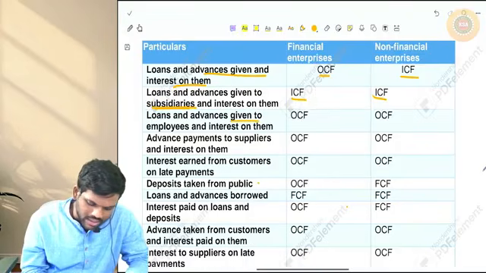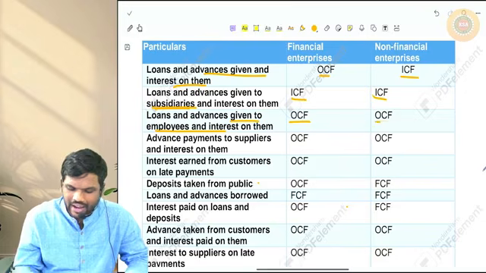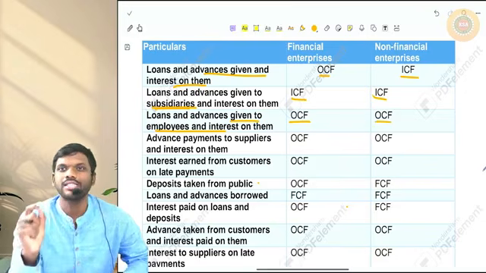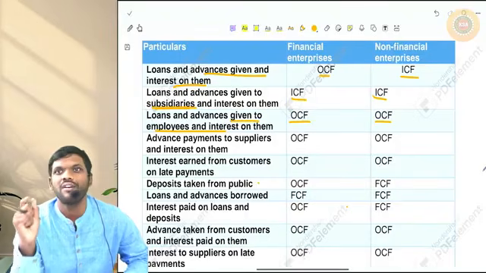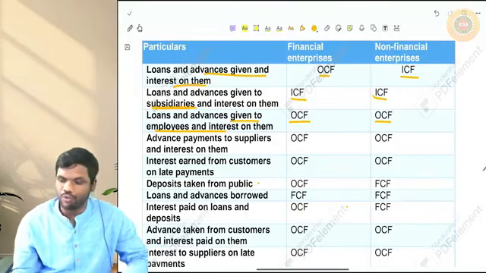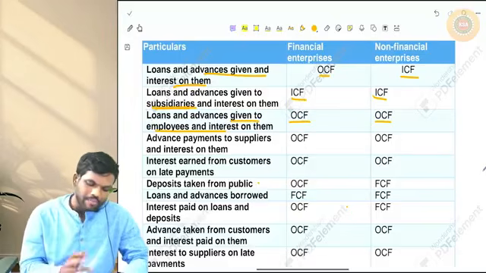Loans and advances given to employees and interest earned on them is an operating cash flow for both the enterprises. Remember, any transaction with employees will be operating activity. Don't forget this. Any cash flow involving employees will be an operating activity.